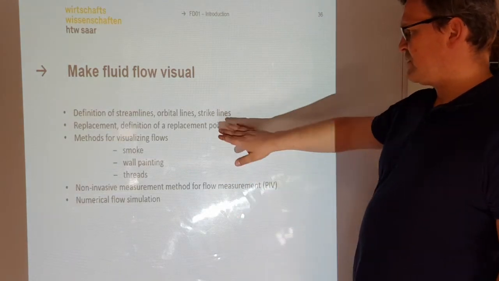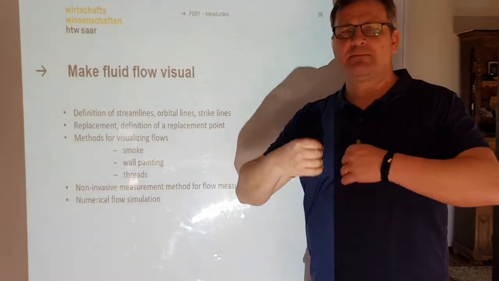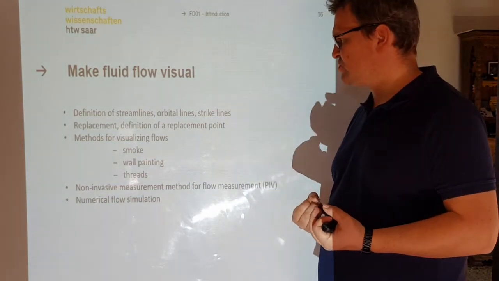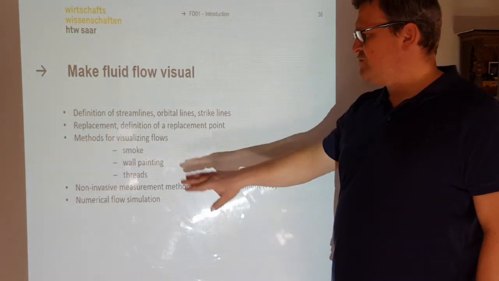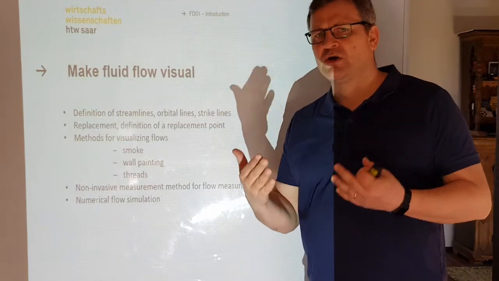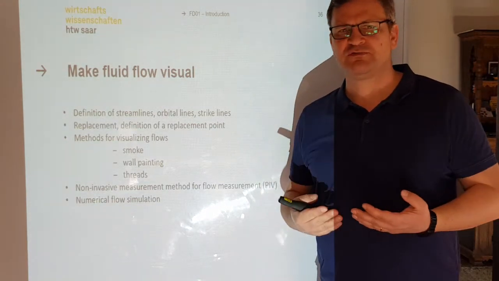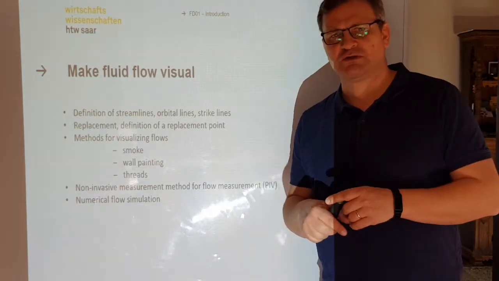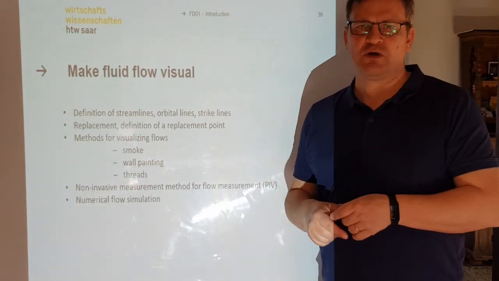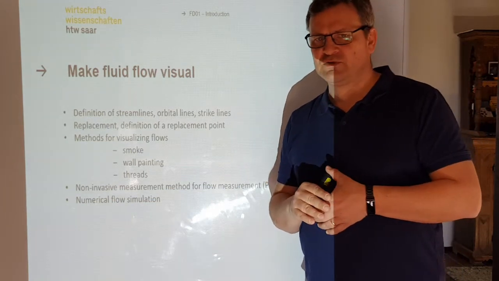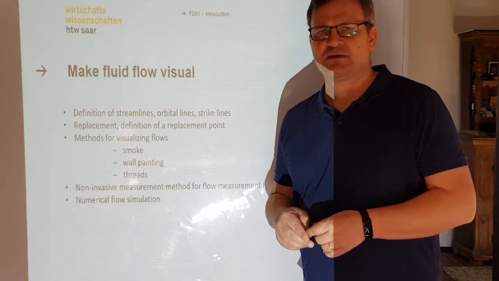What can we do? We can visualize it by streamlines, by pictures, by numerical simulations, or we can make smoke visualizations. We can use paint on the wall, or what's even always a good hint about fluid flow is when you have dirt somewhere. For example, if you have dirt on the car or dust on the wall, it gives you a hint about fluid flow. Okay, but it's always an indirect measure.